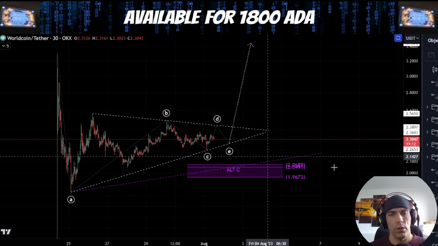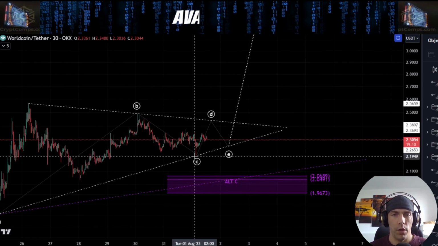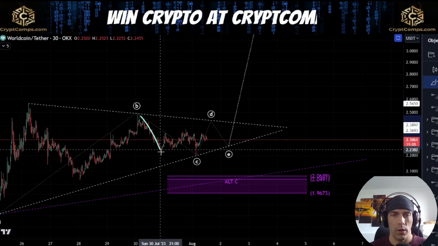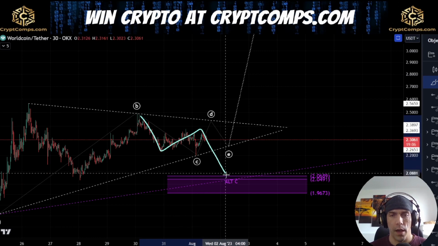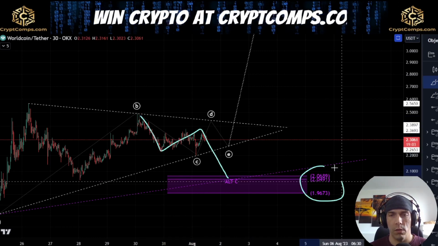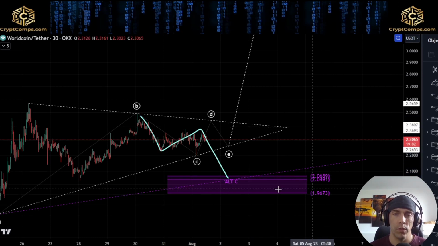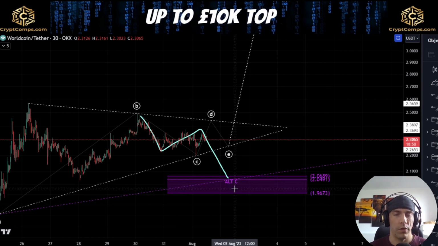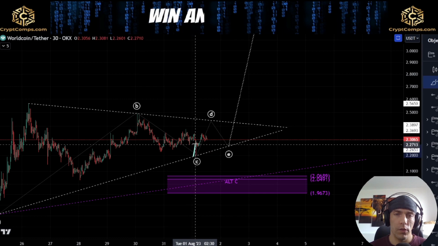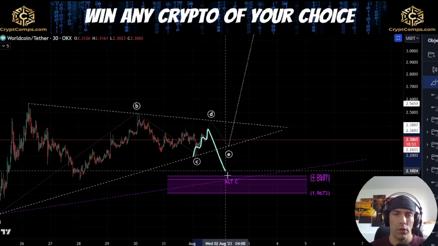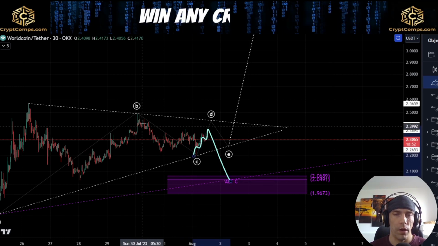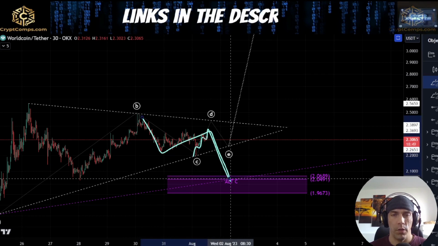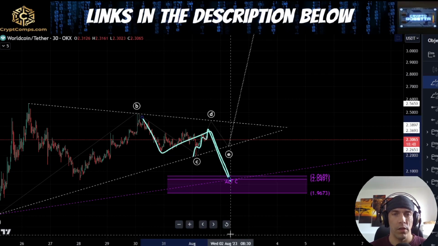Now, if we are looking at this in this way, we need to be aware there is also a count where we could count this as A, B, and then we could potentially still be looking for this C wave. The C wave alternate count area would be between this 206 and this 196 area. So if we see just a 5-wave move up here, and then we look to break down one more time in another 5-wave structure, that could align with this idea of this becoming ABC to the downside.